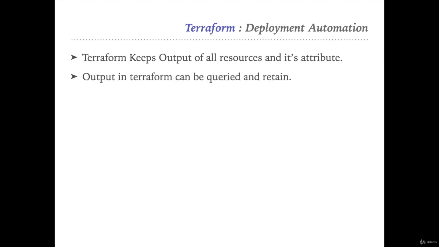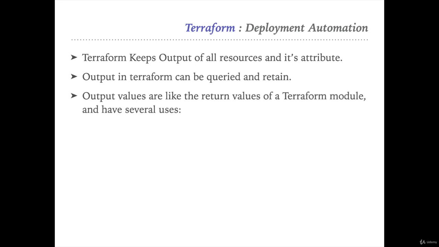Output in Terraform can be queried and retained. It means we can query the output of the resource, and if you want, you can retain the output so that you can use it further. The simplest example is that you can retain the private IP address or the public IP address of the instances which you are going to spin up. And whenever in upcoming scripts, suppose you want to execute some Ansible playbook, you need the IPs of these machines. So you can retain the output of the public and private IPs, and use these IPs in the further workflow.